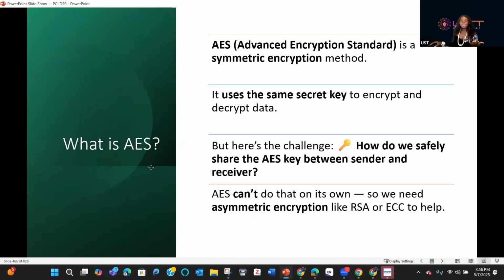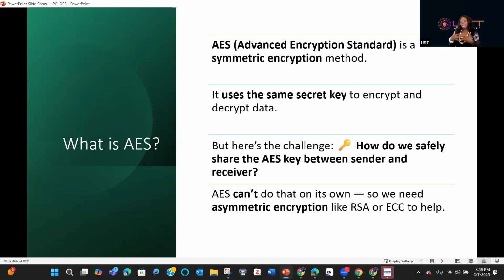But I guess you guys know me, more repetition. What is AES? Again, it's a symmetric encryption method. It uses the same secret key to encrypt and decrypt data. But here's a challenge: how do we safely share the AES key between the sender and the receiver? Now we'll kick out the vendor. The vendor is not involved in the key exchange.